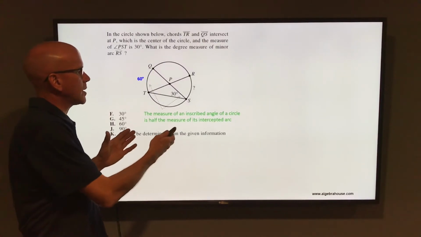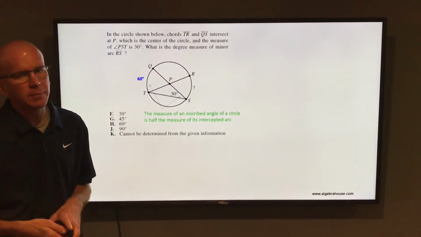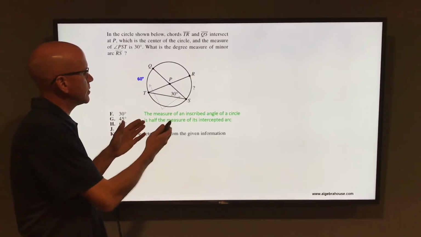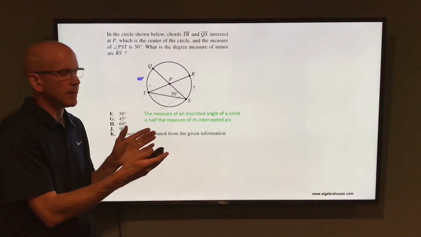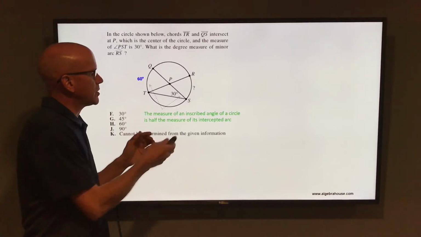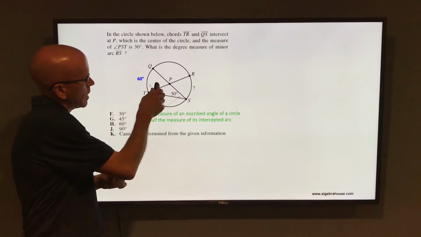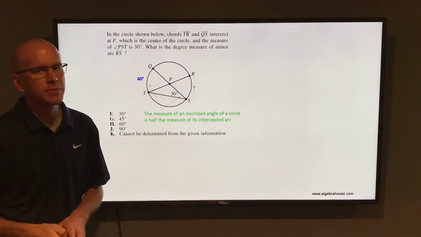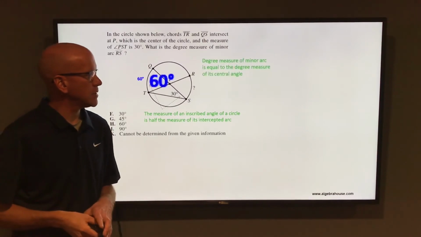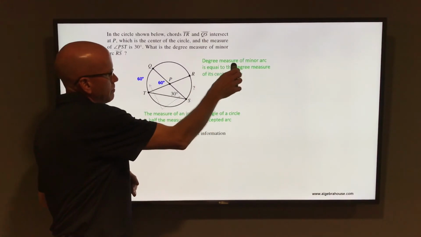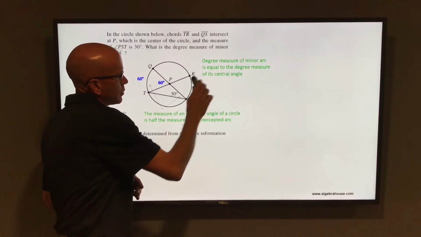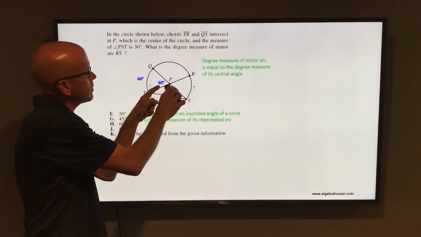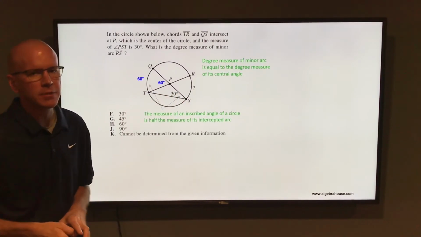The measure of an inscribed angle of a circle is half the measure of its intercepted arc. That's a rule from geometry that you're just going to have to remember to get this right. So the measure of an inscribed angle, that means drawn inside of a circle, is half the measure of its intercepted arc. So that angle 30 degrees there is half the measure of its intercepted arc, or half of 60. Another rule from geometry that you have to remember, the degree measure of minor arc is equal to the degree measure of its central angle. So this arc right here is 60 degrees is equal to that central angle measurement of 60 degrees as well.